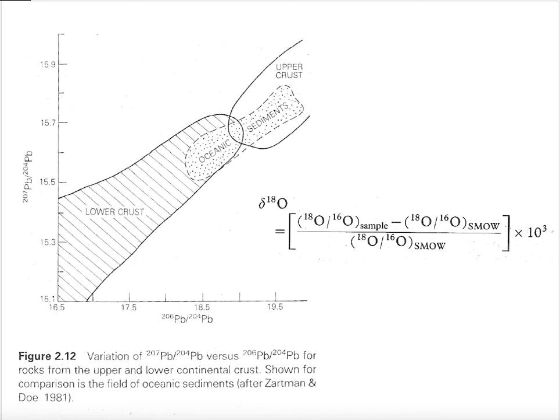the oxygen isotopes. Oxygen can have three isotopes: oxygen 18, oxygen 16, and oxygen 17. You can analyze the oxygen isotopes and figure out whether the minerals or rock samples you analyzed have been in contact with oceanic water, or whether it is a pure mantle source, or whatever.